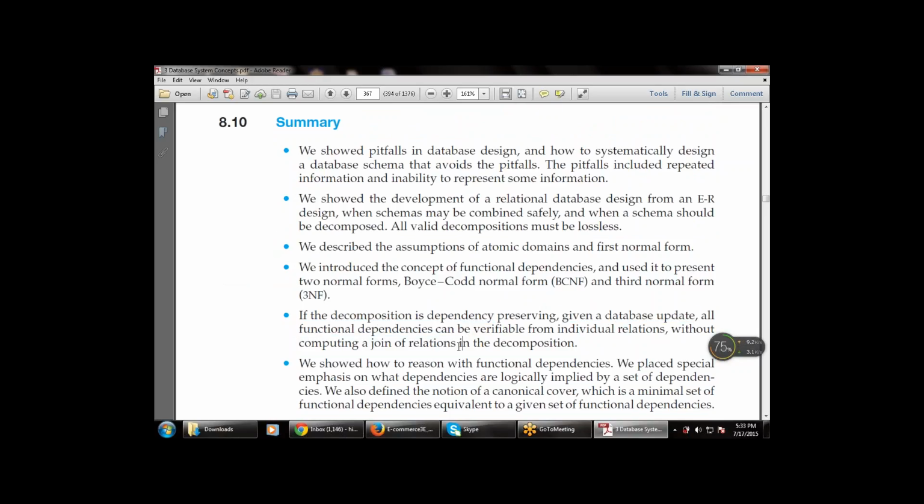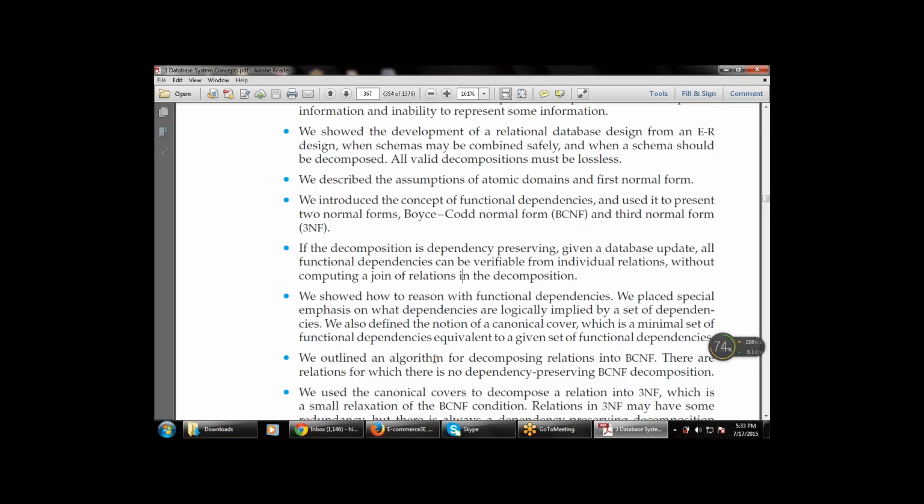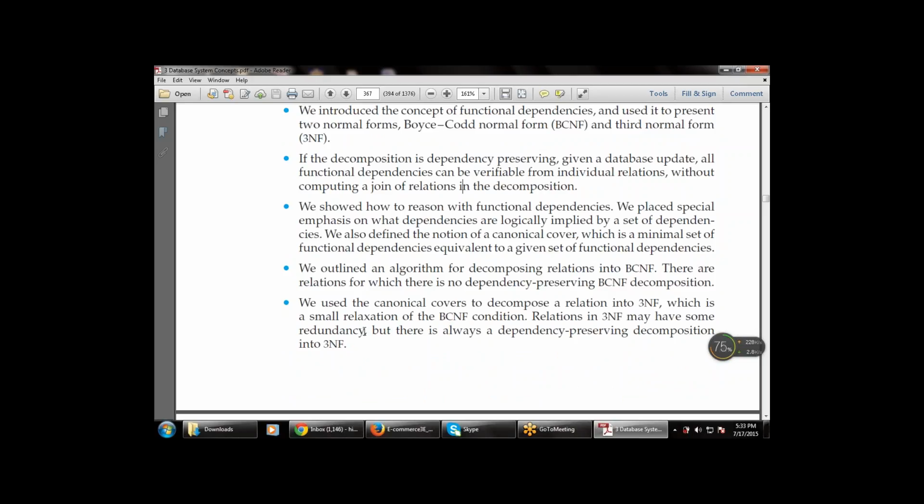If the decomposition is dependency preserving, then given a database update, all the functional dependencies can be verified from the individual relations without computing a join of the relations in the decomposition. Next point says we showed how to reason with functional dependencies. We place special emphasis on what dependencies are logically implied by a set of dependencies. Next, we also define some algorithms for decomposing a relation into BCNF. These are the relations for which there is no dependency preserving BCNF decomposition. Then we use the canonical covers to decompose the relation into 3NF.